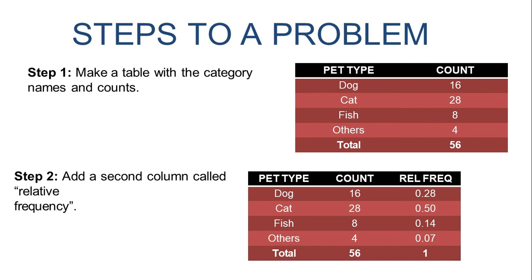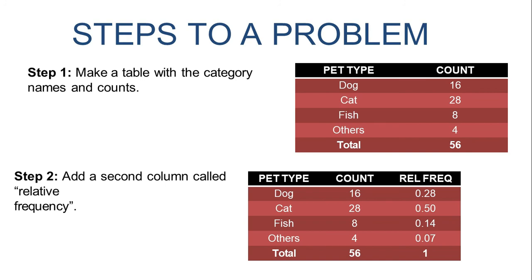Now steps to solve a problem. Step 1, make a table with the category names and count. So here the example taken is that total number of dogs is 16, total number of cats 28, total number of fish 8, others are 4, and the sum of all the animals is 56.